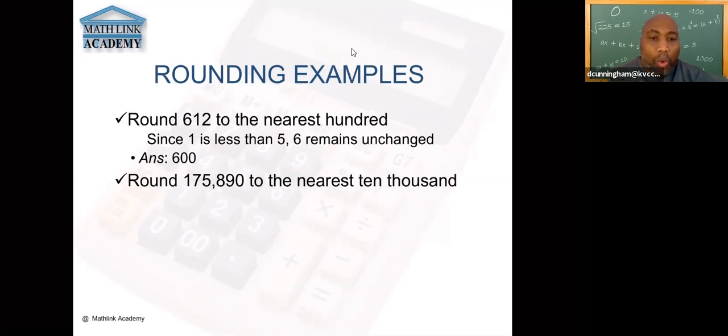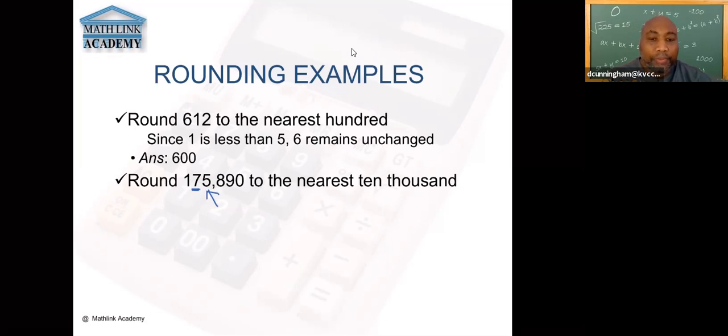Let's round 175,890 to the nearest 10,000. What we need to do is find the place value of 10,000. We know the 0 is the ones, the 9 is the tens, the 8 is the hundreds, the 5 is the thousands, and the 7 is the 10,000s. So we're going to focus on the 7, and we're also going to look at the value to the right, which is 5.